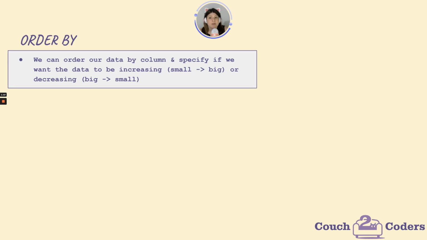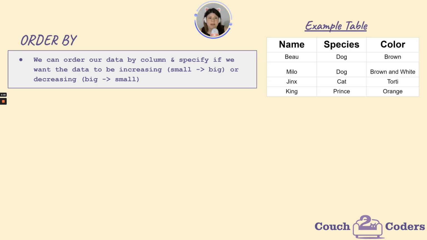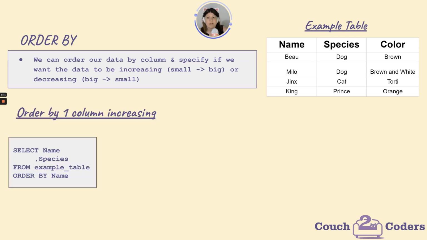So like I said, we can order our data by column and specify how we would like it to be sorted. In our example table, we have 3 columns. We have name, species, and color. Suppose we wanted to order by one column increasing. How we would write that in our BigQuery code is we would say select name, species, so only pull these 2 column names from our example table, and order by name.